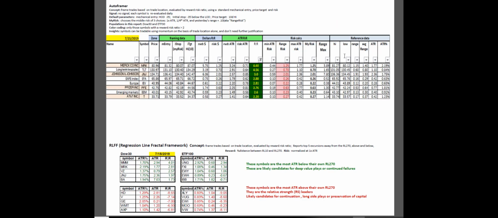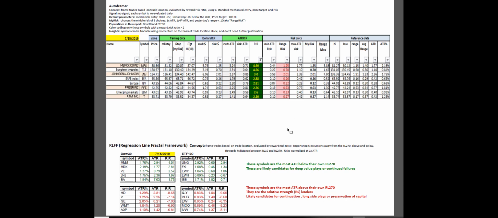Auto Framer: you can see a handful of things that test out better than 2 to 1. Merck, Treasuries, Johnson & Johnson, Pfizer, all the usual suspects. That gives you the mechanical trade frame data already on the left-hand side, with some ideas about range risk and the size of your initial stop.